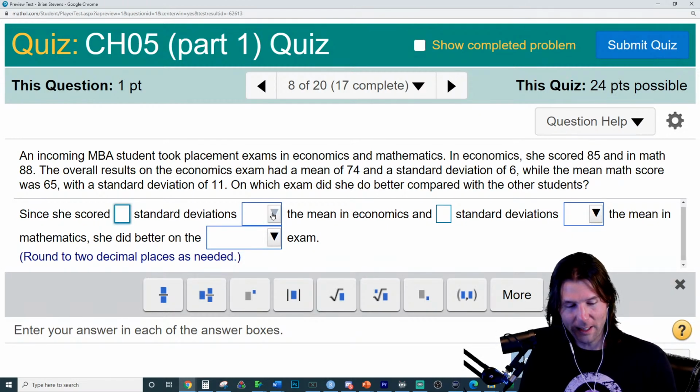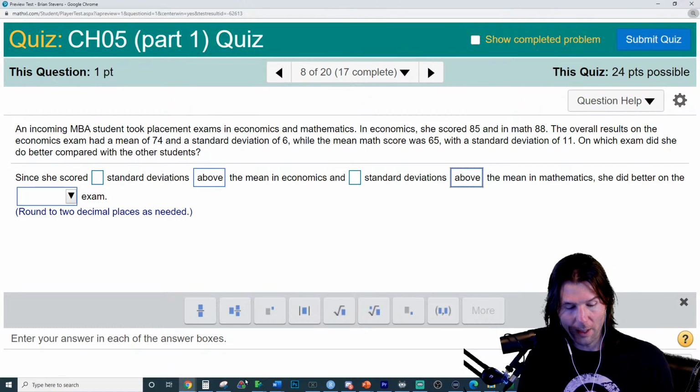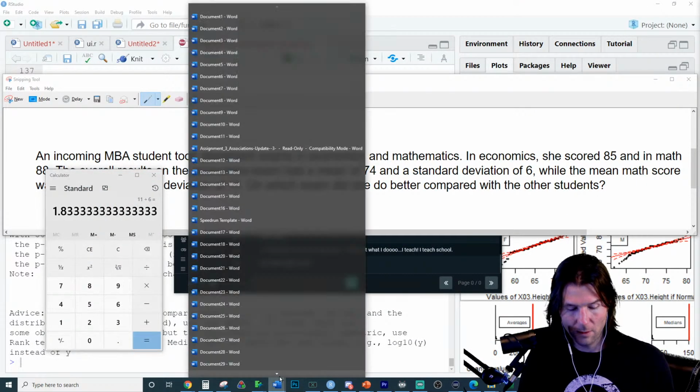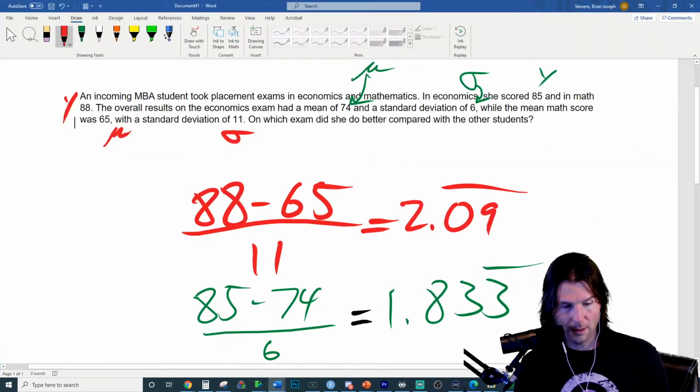Since she scored blank standard deviations above the mean, she scored above the mean in both. She did better on which one? Did we close it? Oh, no. It's down here at the very bottom. Which one did she do better on?